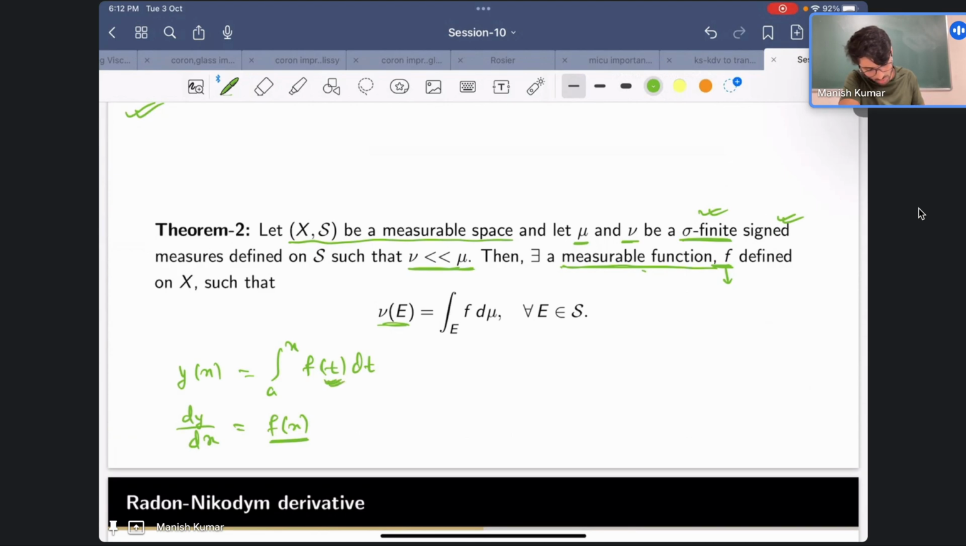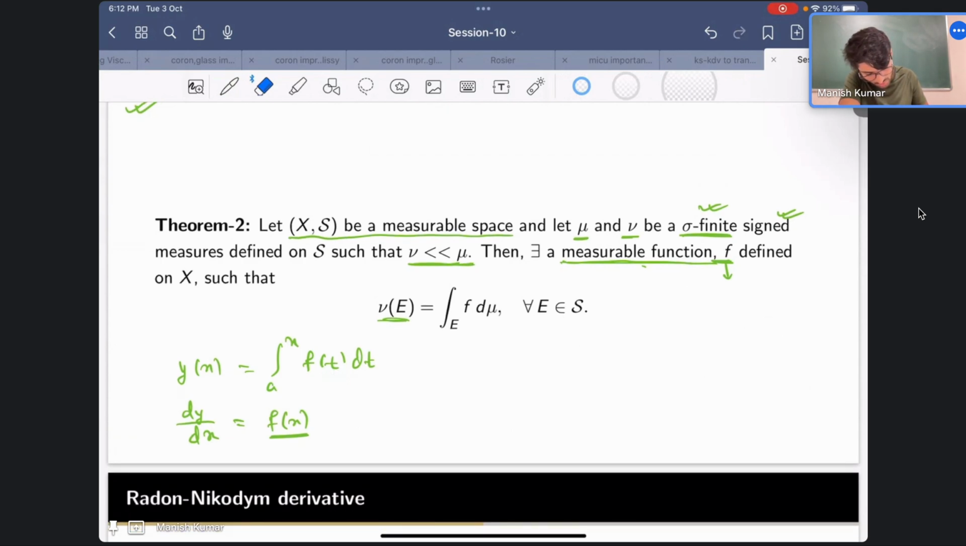So this function f of t is called the derivative of y with respect to x. This is the derivative, this is what you got here.